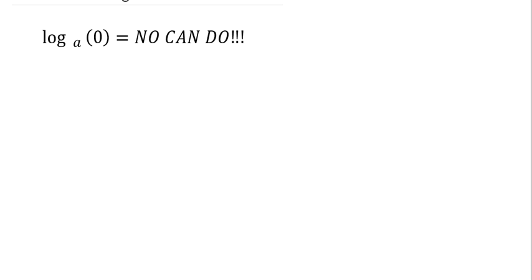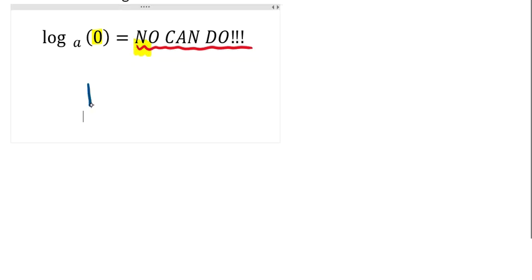And that public service announcement is the following. Log base A of 0 equals no can do as well. All right, so log base A of 0 is something that we cannot do. And I'd like to illustrate that with an example, much like I was doing with log base A of a negative number. So let's pick on log base 2 again.